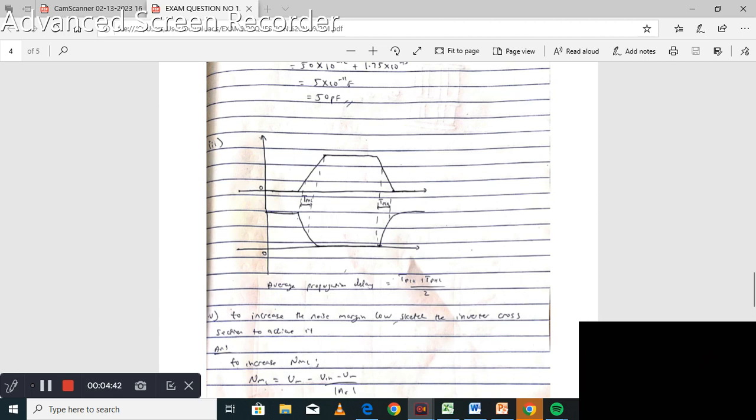For the output signal, we have a curve here because it's not exactly a smooth signal. The 50% of this, going to the 50% of this, gives us our propagation delay from high to low, and from low to high here, and from high to low here.